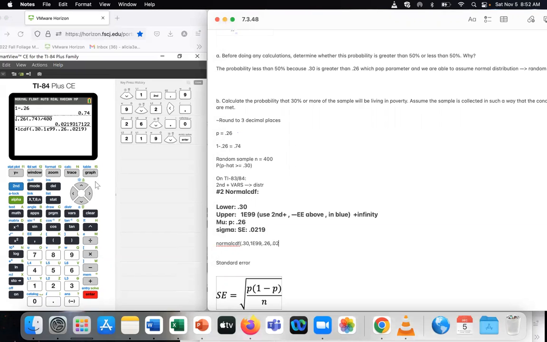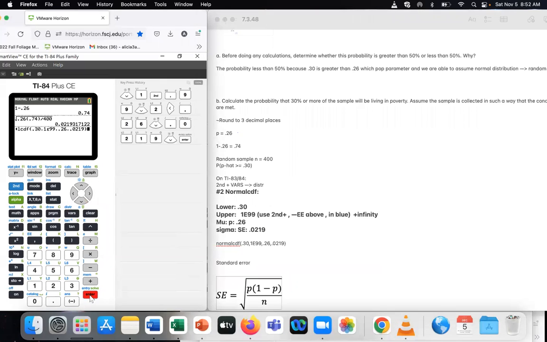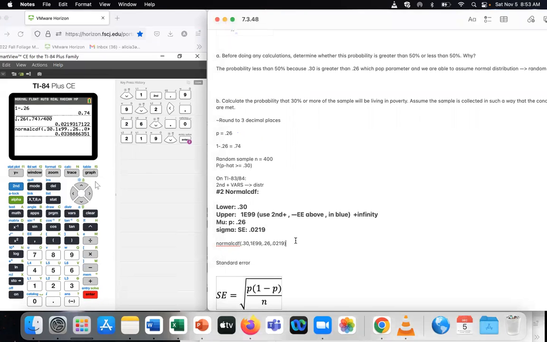And instead of having to paste it, because what we did is we filled this in using a chart, and then we're just pasting in the command. We're going to hit enter. And so what I got for my value for the probability that someone is 30% or more when I do my own sample is 0.033888.